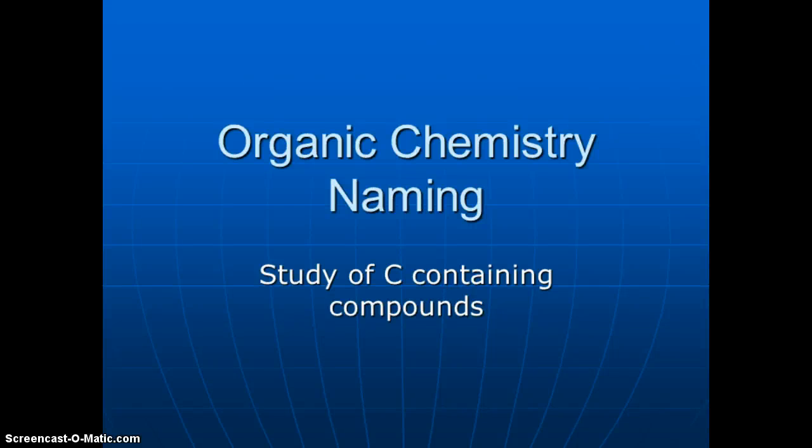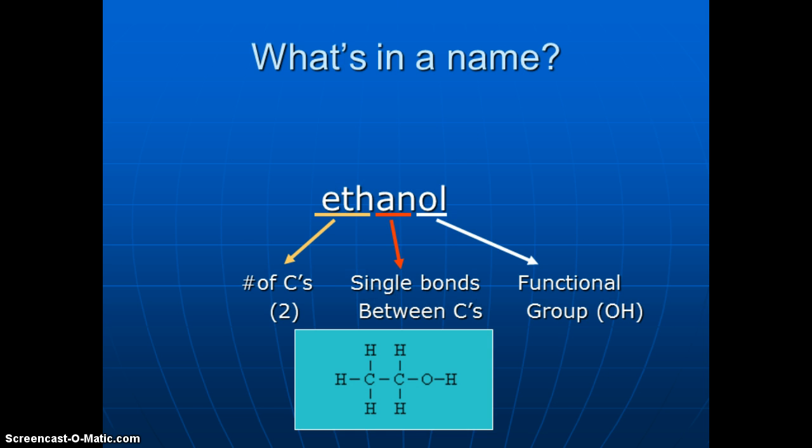Today's lesson is on organic chemistry, specifically naming of organic compounds. Organic chemistry is the study of carbon-containing compounds. Carbon is very important because carbon compounds make up life as we know it. So you've seen some of these names in the model lab that we've already done, and now we're going to understand where these names come from.